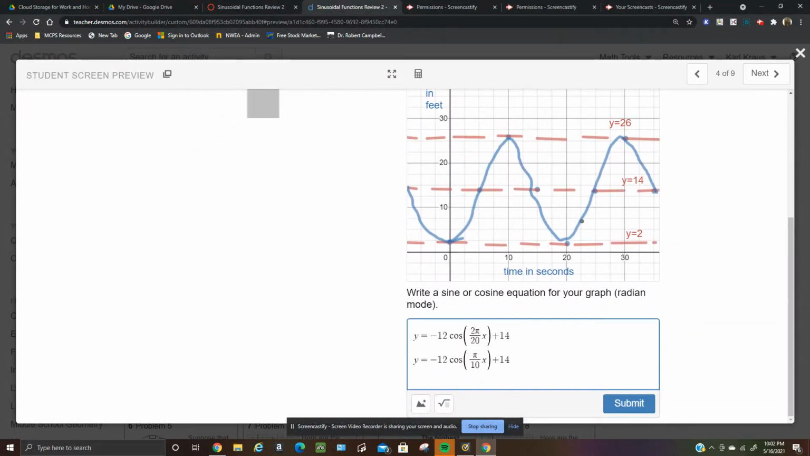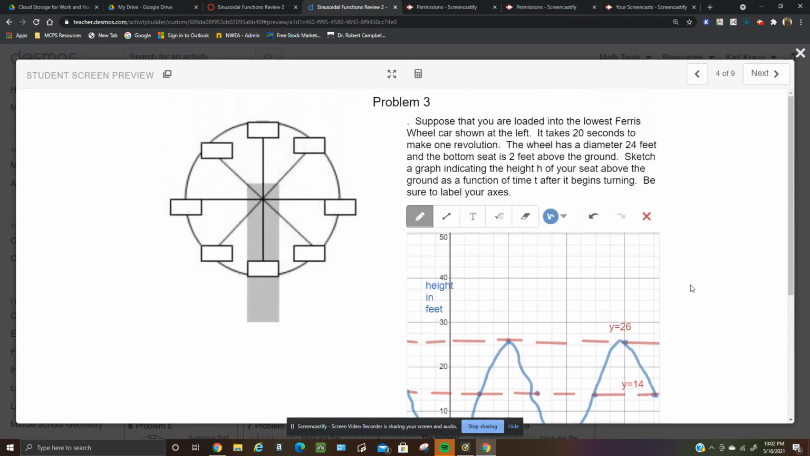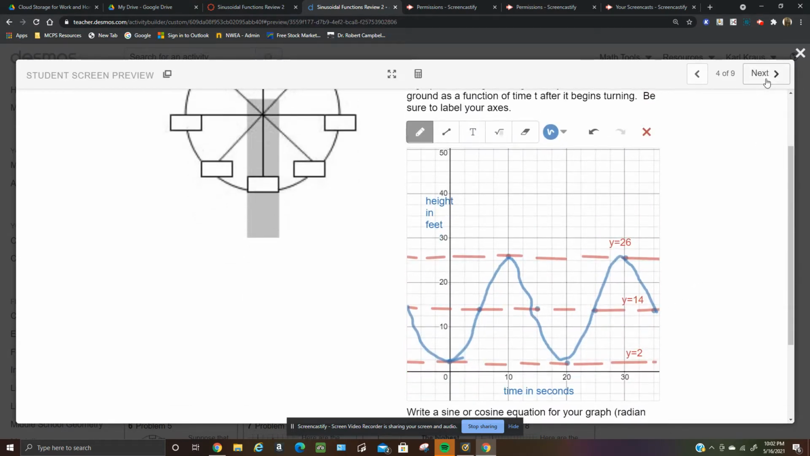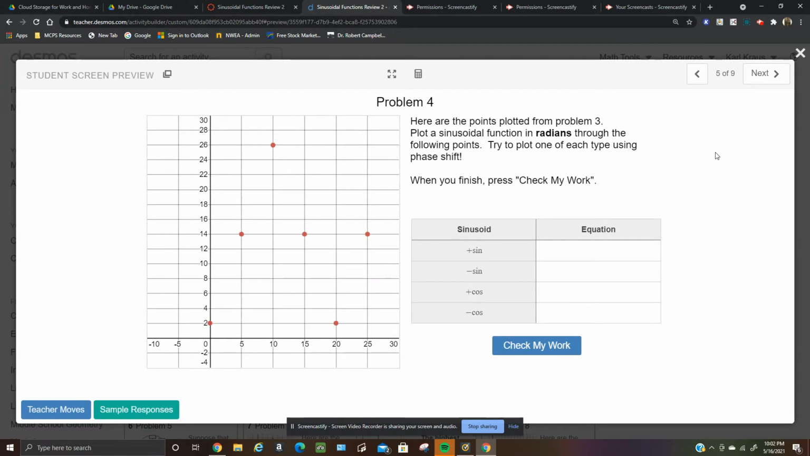So here's my graph, here's my equation. And here, plot the points. Here are the points plotted from problem 3. Plot a sinusoidal function, radians, through the following points. So try to plot one of each type using phase shift. When you finish, hit check my work. So here we started with a negative cosine from the previous page, so we can do that one first.